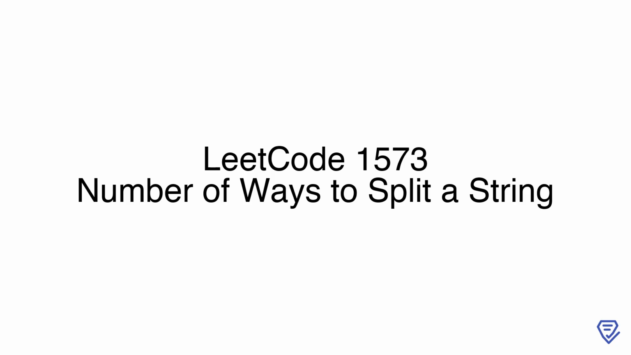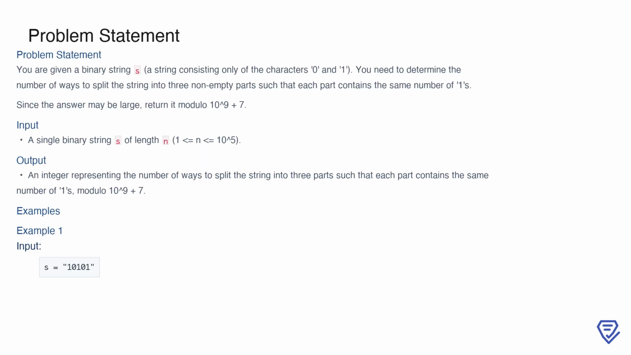Let's get started. In this problem, you're given a binary string S, which is a sequence consisting only of zeros and ones. The goal is to determine how many ways you can split this string into exactly 3 non-empty parts such that each part contains the same number of ones. Since the number of possible splits can be large, the result needs to be returned modulo 10 to the power of 9 plus 7. Let's look at the structure of the input and output.